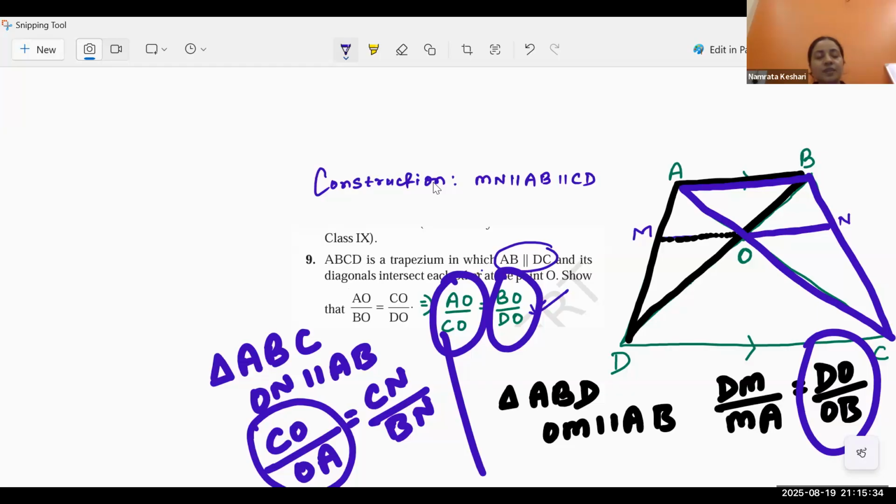Yes, ma'am. Okay, so you won't be able to show them the same. You have to take the triangle carefully. Carefully you have to take the triangle. Now I'm telling you how you should take the triangle.